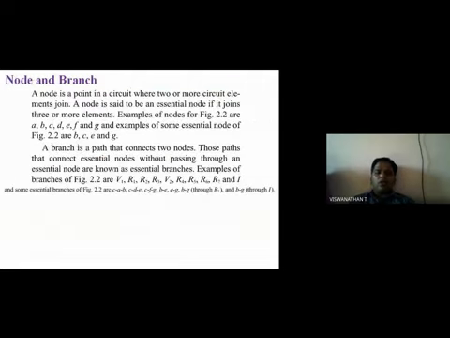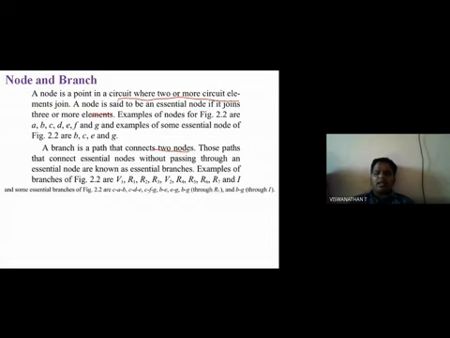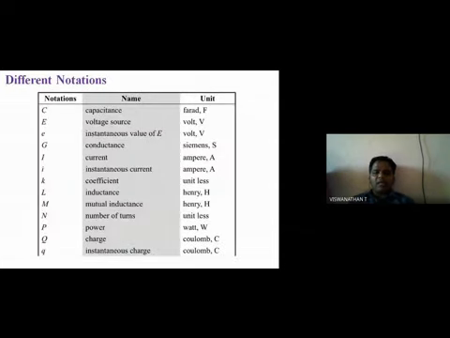Node. A node is a point in a circuit where two or more circuit elements are joined. A branch connects two nodes. It is like node is the same as loop, and branch is the same as mesh. It is not exactly the same, but for understanding purposes, I am saying it like this. Okay, the different notations: capacitor C, voltage source E. These are some notations used in this subject.